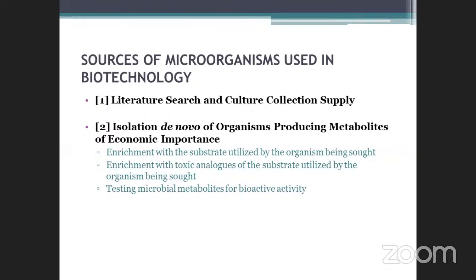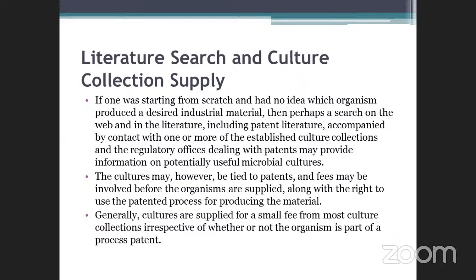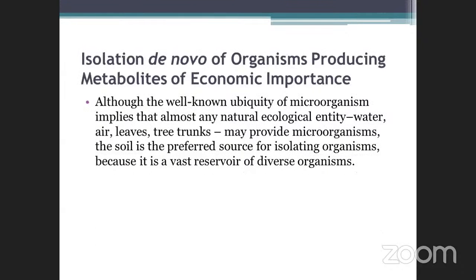So enrichment with the substrate utilized by the microorganism and enrichment with toxic analogs of the substrate utilized by the microorganism being sought are the two methods through which you can isolate organisms which produce certain industrially important metabolites, and testing the microbial metabolites for bioactive compounds. Bioactive compounds have some particular activity against some cancer cells, some pathogens. So they are known to exhibit bioactivity. So this is the literature search and the culture collection center. We already discussed the different culture collection centers available in Gujarat, India, and the third point, from where you can take such particular cultures: isolation de novo of organisms producing metabolites of economic importance.